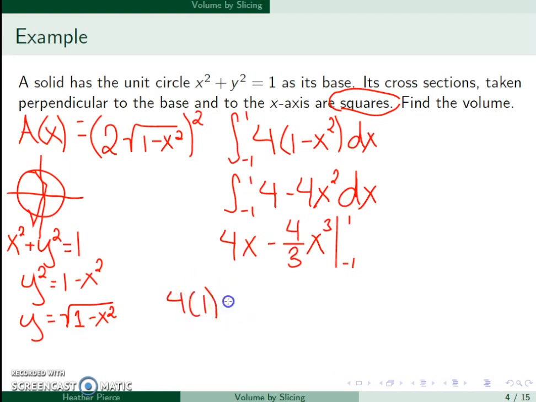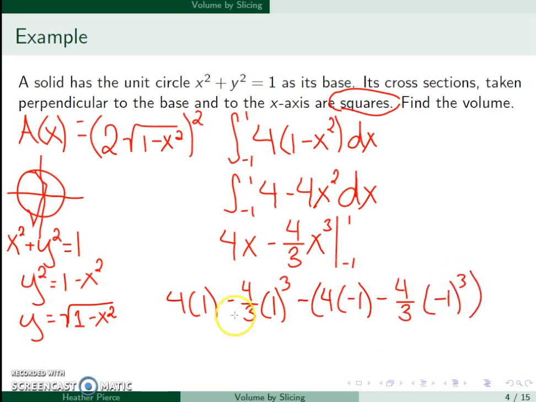So I have 4 times 1 minus 4 over 3 times 1 cubed, minus 4 times negative 1 minus 4 over 3 times negative 1 cubed. So this is 4 minus 4 over 3 plus 4 minus 4 over 3. And this gives us 16 over 3.